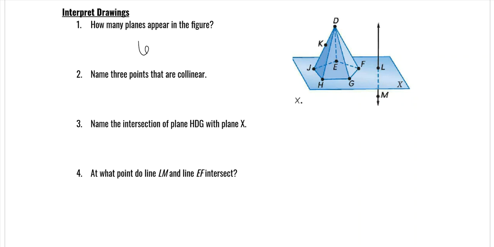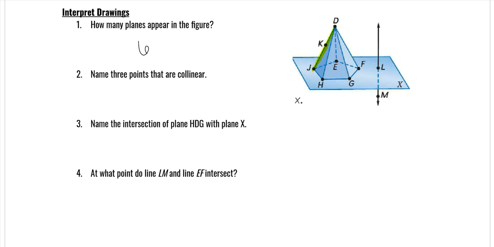Name 3 points that are collinear. So 3 points that are on any one line. Well, this line that's here is the one that most people go to, but it only has 2, so we can't use that line. This line has 2, this line only has 2. As you can see, there's a lot of them that only have 2, but there's only one that has 3. And that's this side of this.